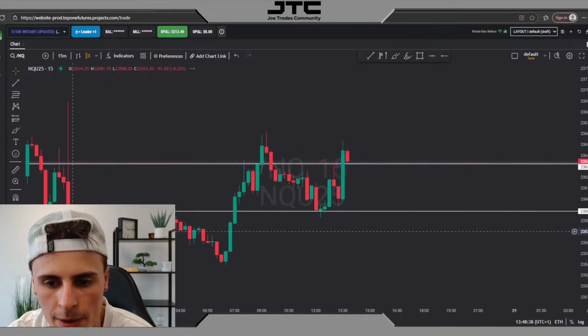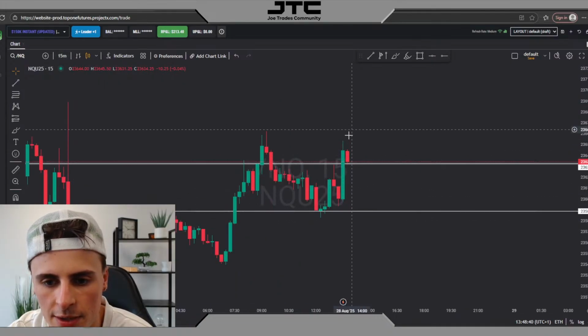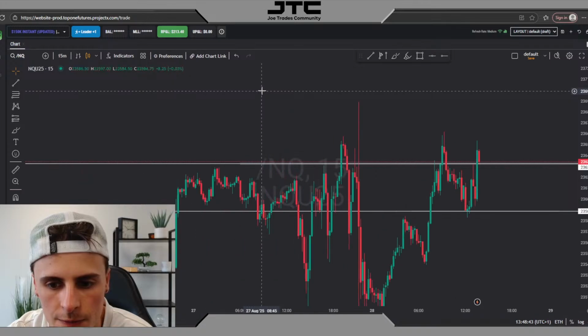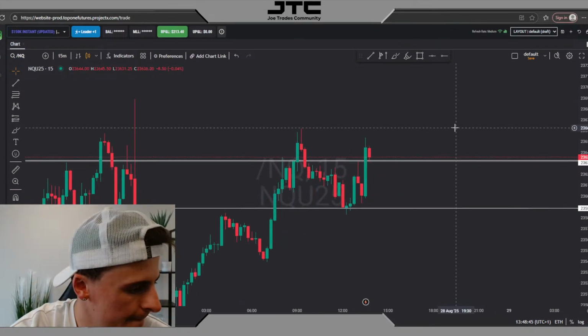Yeah, look at this 15 pulling back now. Now it's retested here. I think it could push, but we'll see. We will see.